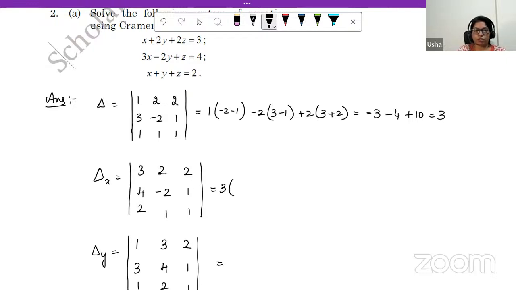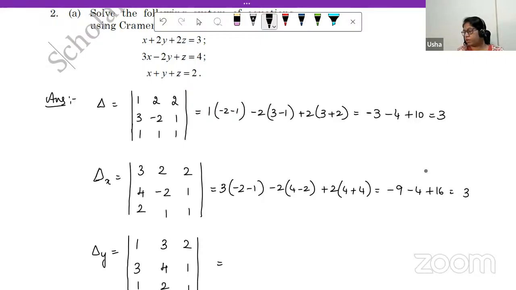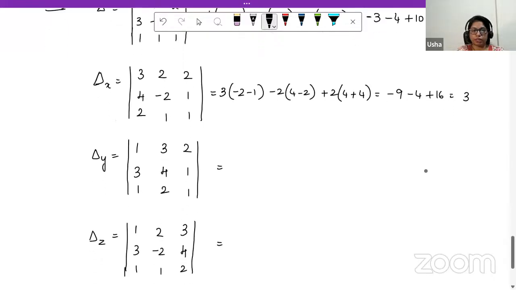Now here 3 into this, you will get the same, minus 2 minus 1, minus 2 into 4 minus 2, plus 2 into 4 plus 4. This is minus 3 into 3 is minus 9. 2 into minus 2 is minus 4. This is 8 into 2 is 16. 9 plus 4 is 13. 16 minus 13 is 3. All of you know how to find the determinants, right?